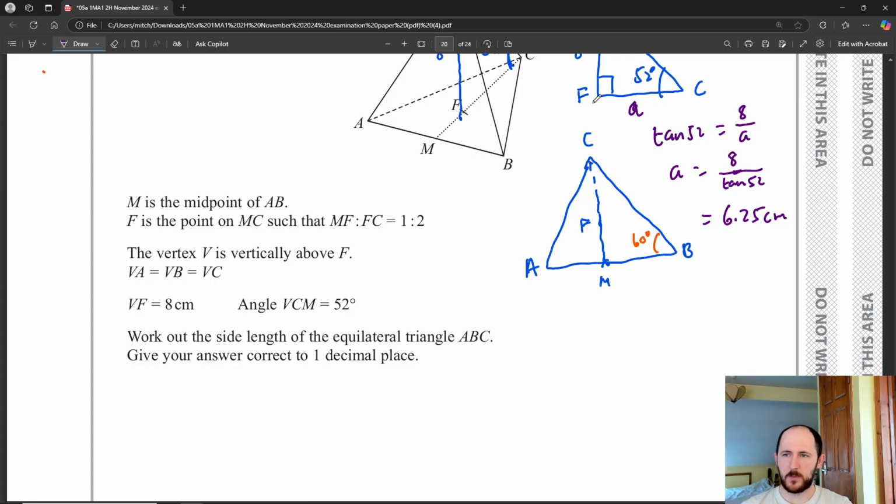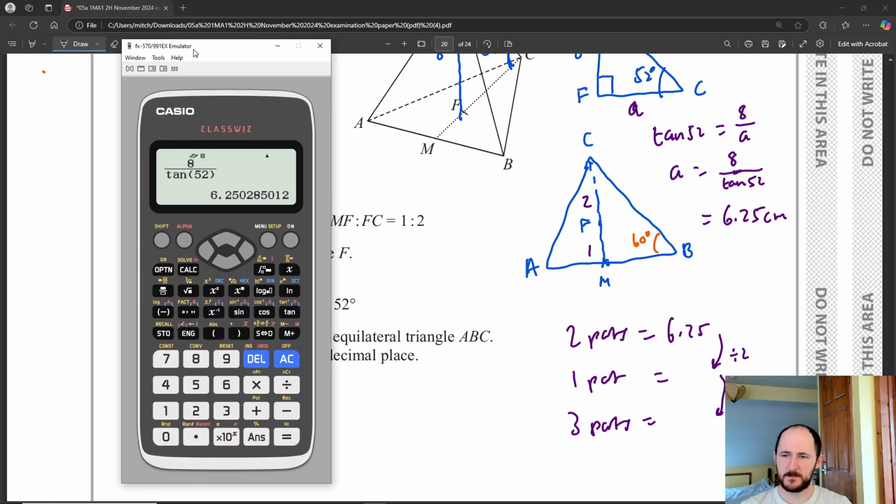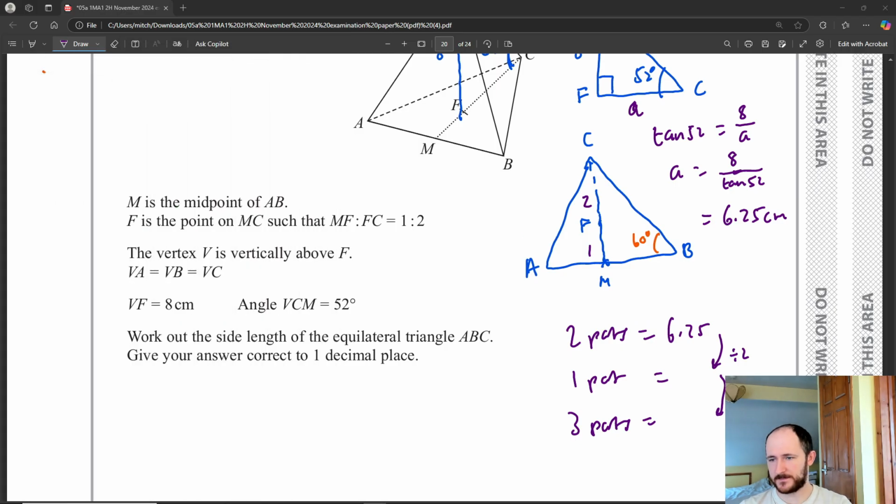Well, we've worked out F to C, this part, and that's worth 2 parts, and F to M is worth 1 part. So if 2 parts equals 6.25, the whole thing is going to be worth 3 parts, right? Because we've broken it up into 2 parts and 1 part. So if I go down to 1 part, then up to 3 parts, I just divide by 2, then times by 3. Which again, we have a calculator, so this is a little bit trivial. Divide by 2, times by 3, 9.38, let's call it. So again, now we know that length.